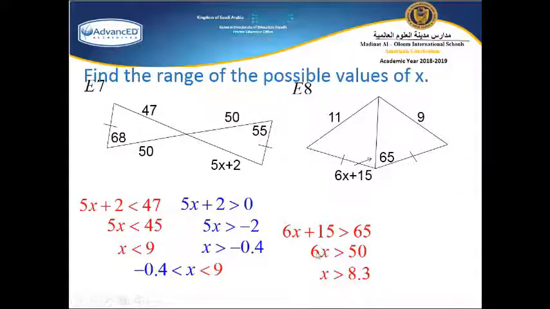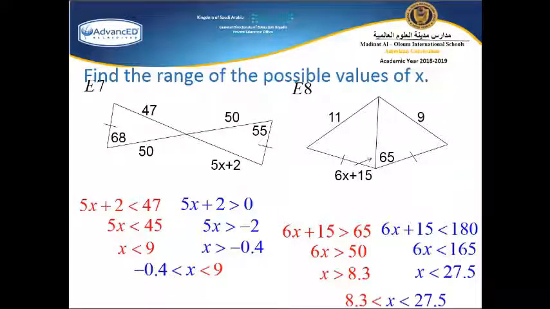For the other one, we got the first inequality, more than. Let's use the second inequality, less than 180. Then 6x plus 15 less than 180, then 6x less than 165, then x less than 27.5. Then the possible values of x are more than 8.3 and less than 27.5.